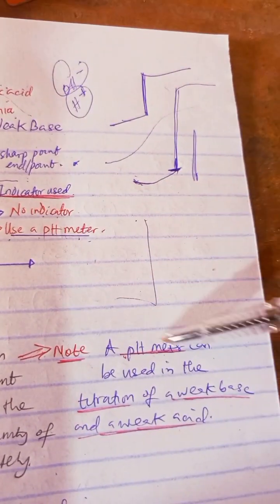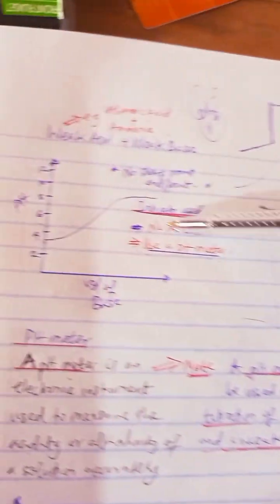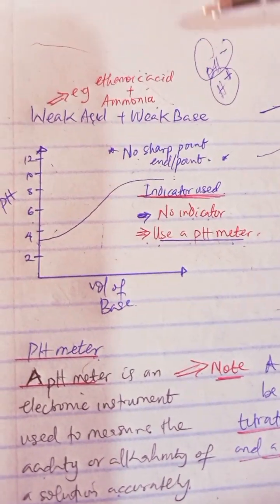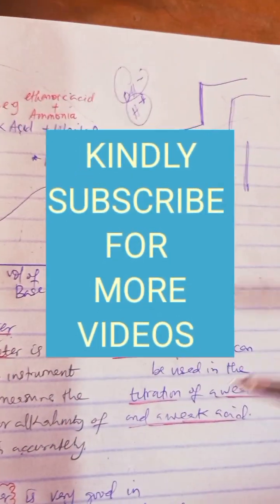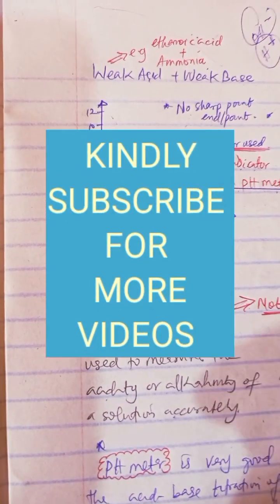The next one is that a pH meter can be used in the titration of a weak base and a weak acid. So if you have this kind of titration, you're going to use a pH meter. You're not using methyl orange or methyl red or phenolphthalein. Okay, so that's about the notes. I hope you understand. So thank you.